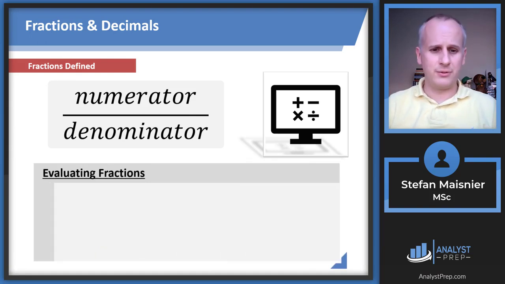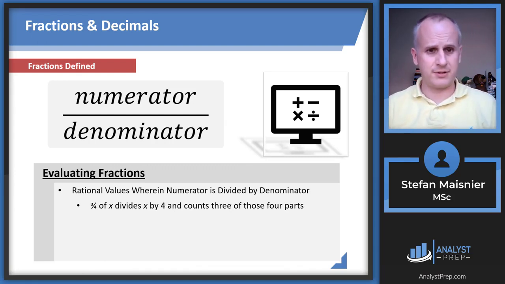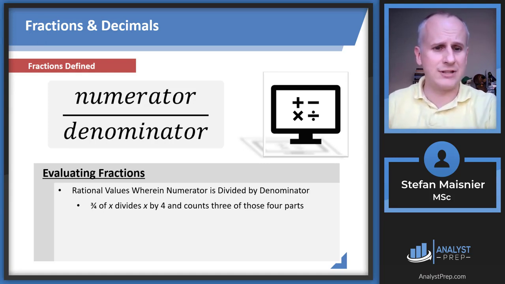And to evaluate fractions, you're basically looking at a rational value wherein the numerator is being divided by the denominator. So a rational value technically means something that can be expressed as a fraction. Now, for instance, 3/4 of x means that you're dividing x by 4 and you're then counting 3 of those parts. So that's just functionally what a fraction is.